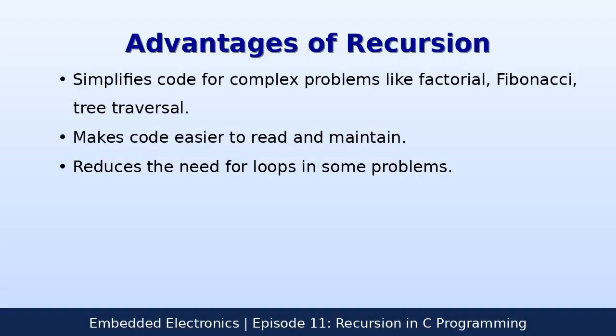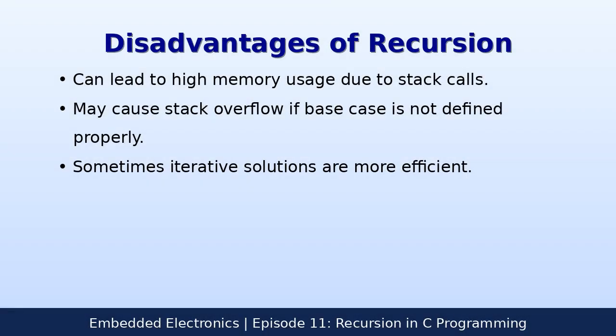Recursion can simplify coding for problems like factorial or Fibonacci numbers, make code cleaner, and sometimes eliminate the need for explicit loops. Recursion can consume more memory because of repeated function calls. If the base case is missing or incorrect, it can cause a stack overflow. Iterative solutions may be more efficient in some cases.